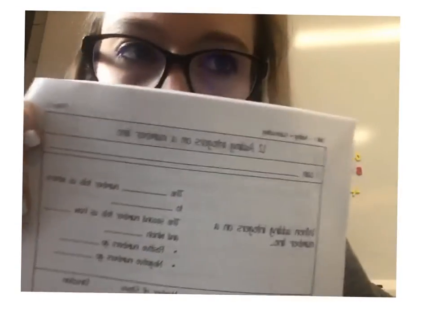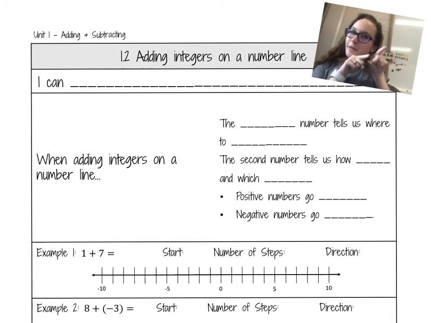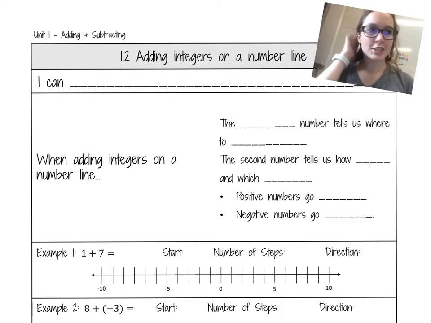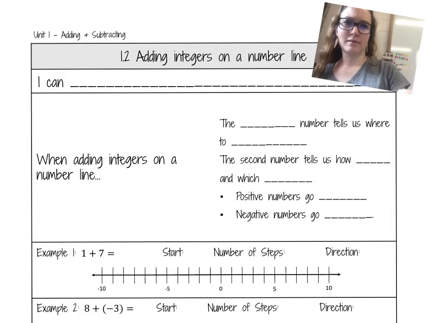In your math packet, it looks like this. It says, adding integers on a number line. Everyone's favorite. Let's get started. Y'all know the story. I'm going to be up here in this tiny corner so you can see my face while I'm talking to you. And we can't take notes without an I can statement. How are we supposed to know what we're doing?